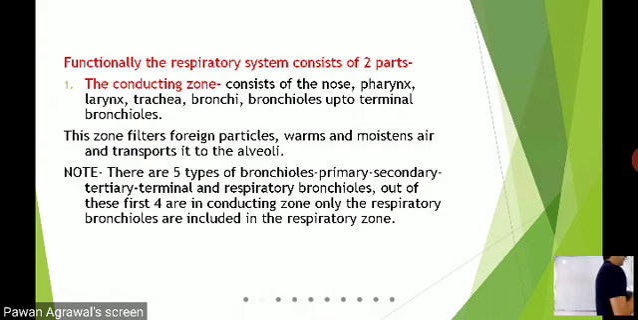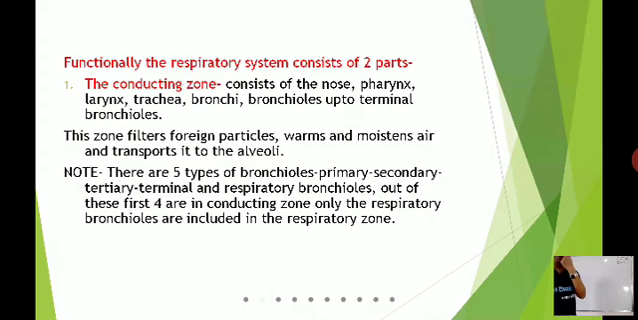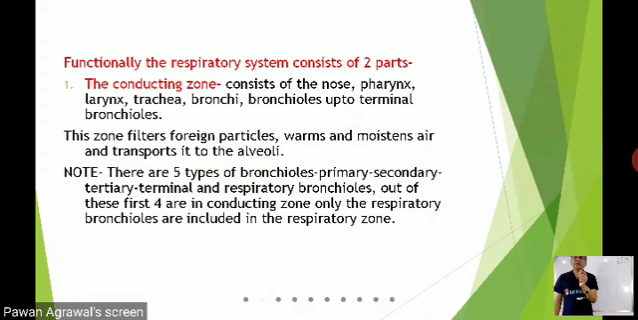On the basis of function, it means functionally, the human respiratory system is divided into two parts. One is known as the conducting zone, which is related with the conduction of air. It starts from the external nostrils and goes up to the terminal bronchiole. I told you there are 5 types of bronchiole: primary, secondary, tertiary, terminal, and respiratory bronchiole. Except the respiratory bronchiole, all are included in the conducting zone.